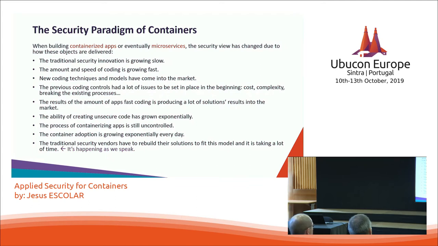Also, we have fast deployment on coding, so the amount of results is incredible. We have a lot of insecure code. And the process of creating containerized apps is uncontrolled. When I say uncontrolled, I did not say it's undefined. It is defined, but it's uncontrolled. Anybody who has access to the CI/CD pipeline with enough resources can publish anything inside. Between Jenkins and GitLab and whatever combination you want to have, you can push anything you want as long as you've got the permissions. You start in a project and you may end up building whatever you want there.